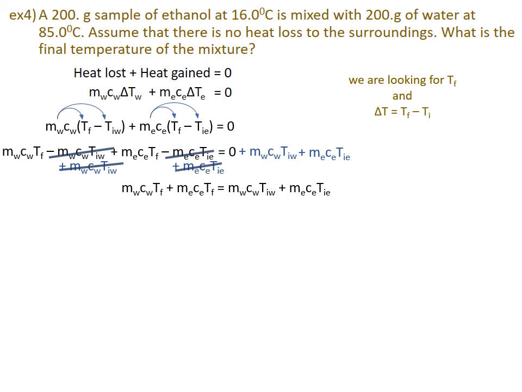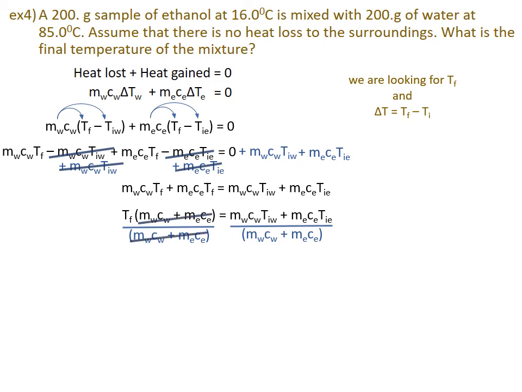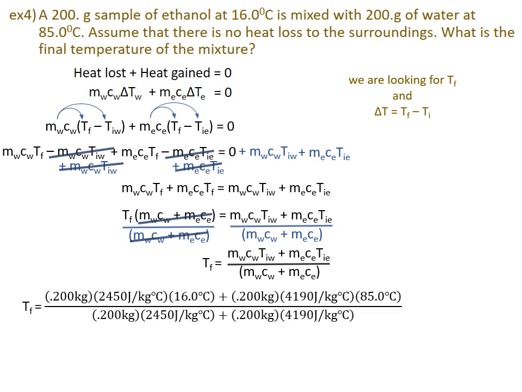Now, again, I'm looking for Tf. On the left-hand side, I have two Tf terms. They both have a GCF of Tf. So I'm going to take Tf out of both terms. Now to get Tf by itself, I will divide both sides by the MwCw plus MeCe. And now Tf is all by itself, and it's equal to all that stuff on the right. Now that Tf has been isolated, I can sub my numbers in.